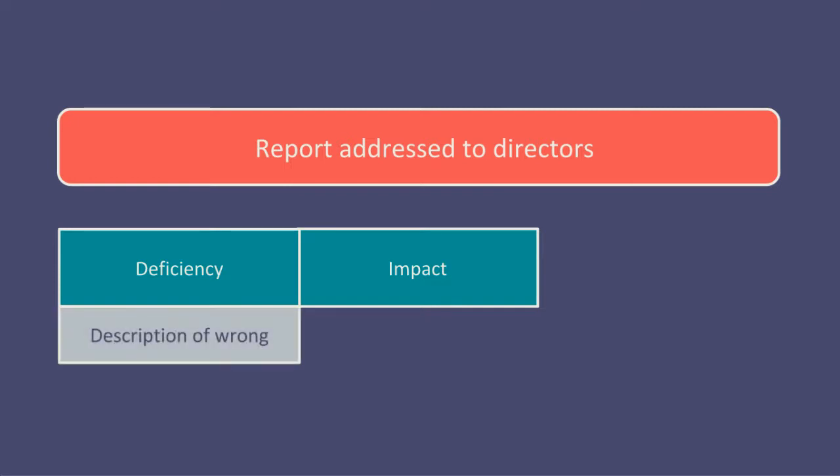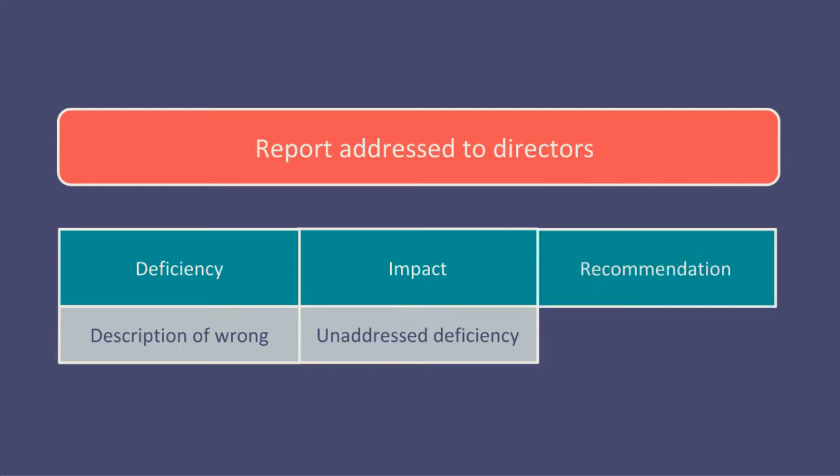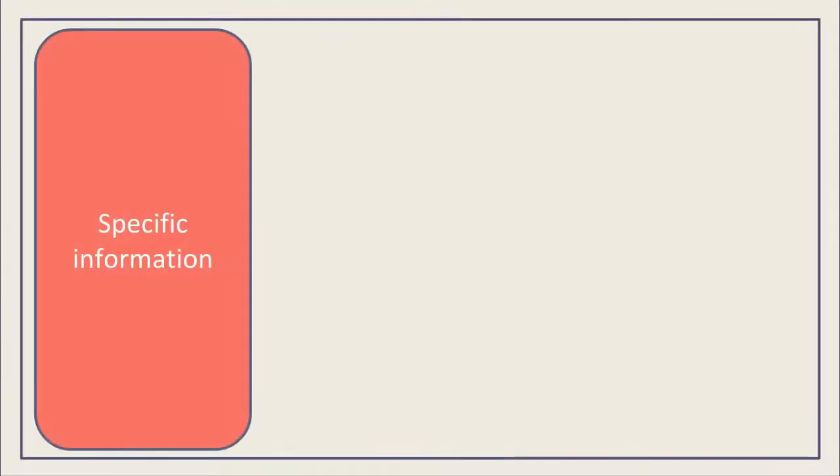The deficiency should be a clear description of what is wrong. The impact should be an explanation of what could happen if the deficiency is not addressed by management. For example, as we've already discussed, deficiencies could lead to theft, errors in the accounts, and unnecessary costs. The recommendation should be a realistic suggestion to improve the specific deficiency. This is to help the client improve its control systems for the future, which will assist future audits if it is then implemented.